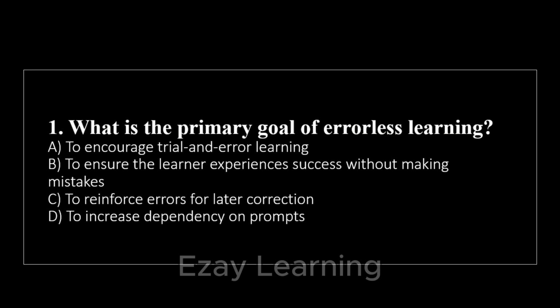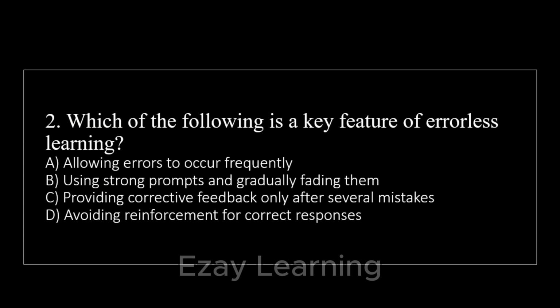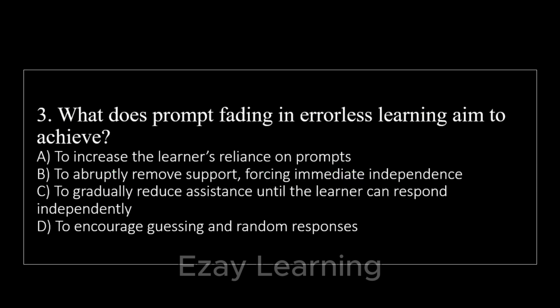Coming towards the MCQs. What is the primary goal of errorless learning? To ensure the learner experiences success without making mistakes. Which of the following is a key feature of errorless learning? Using strong prompts and gradually fading them. What does prompt fading in errorless learning aim to achieve? To gradually reduce assistance until the learner can respond independently.